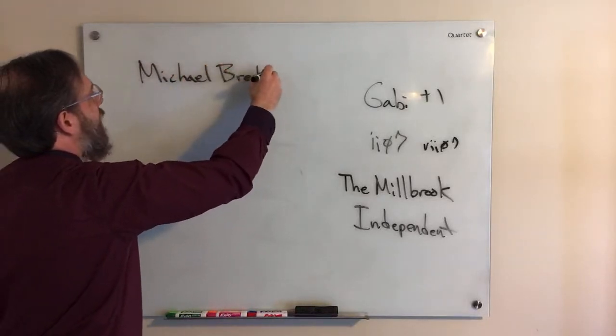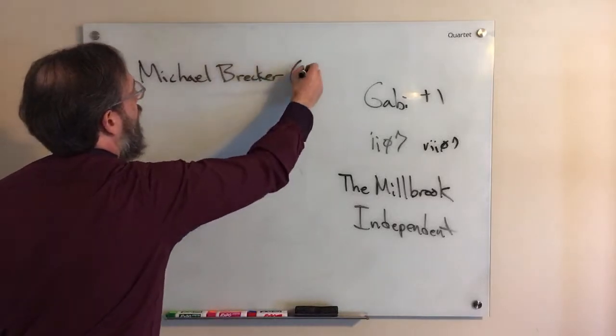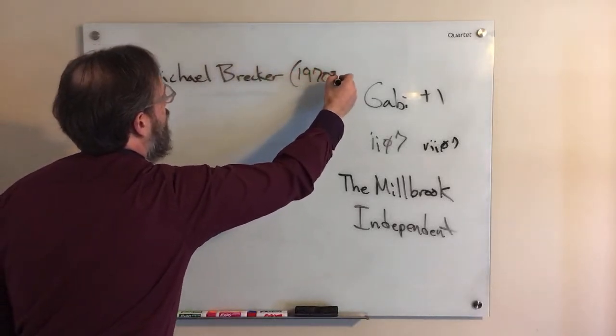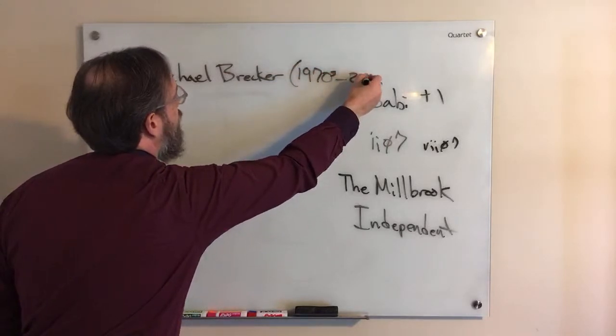Michael Brecker was a saxophonist that really started off in the 1970s, but then was active into the 2000s.